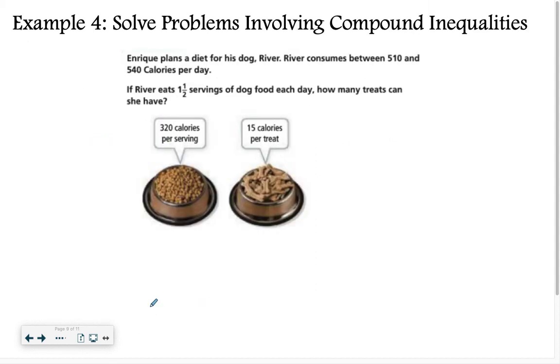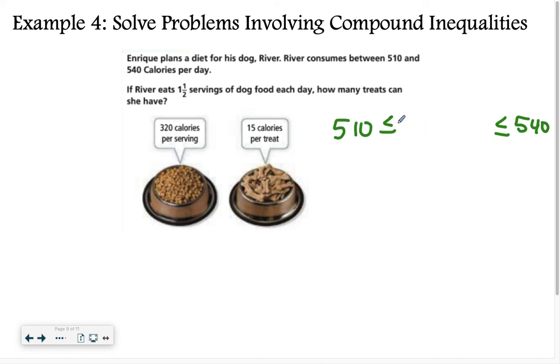All right, let's look at our last problem for our last example for today. Enrique plans a diet for his dog, River. River consumes between 510 and 540 calories each day. So we're going to say 510 and then 540. Okay, so we know that it's going to be either greater than or equal to that 510 or it's going to be less than that 540.